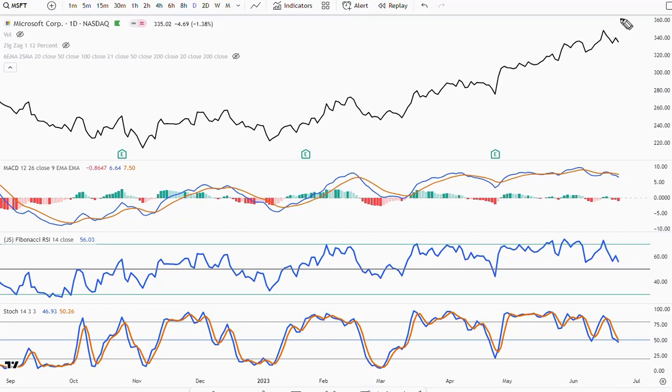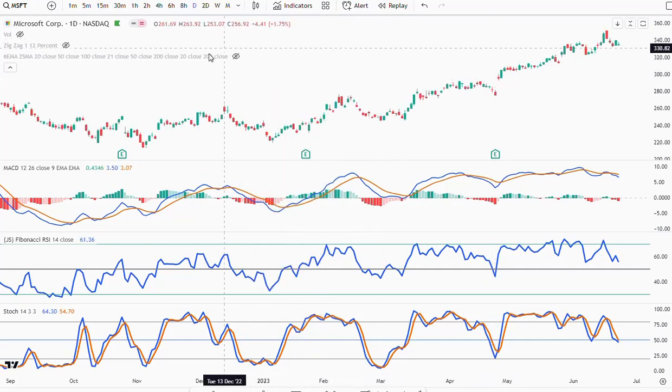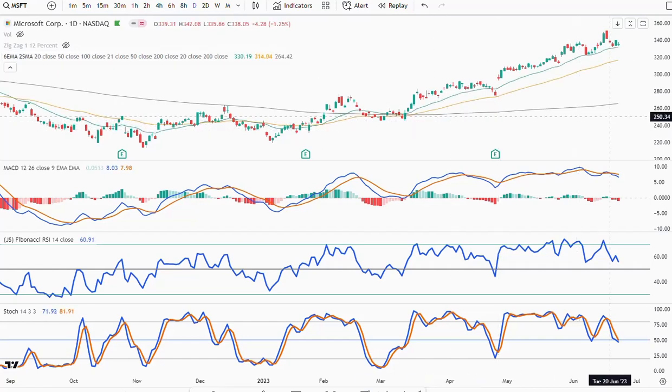So I'm watching Microsoft to see whether or not it establishes this level, in which case it would be the first negative sign. But that's just one data point. If I look at the other data points, so moving averages, it hasn't broken below.